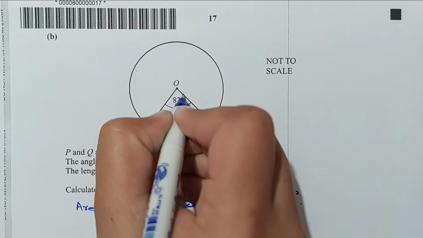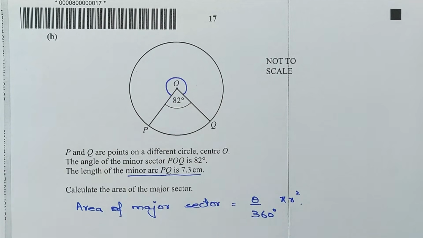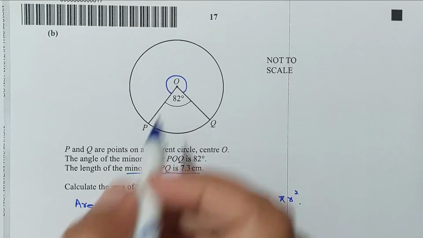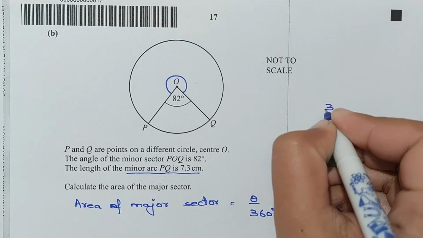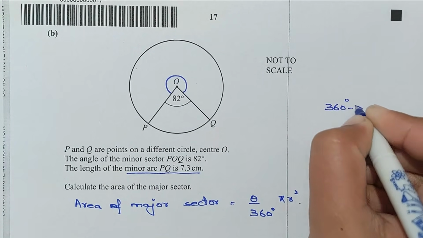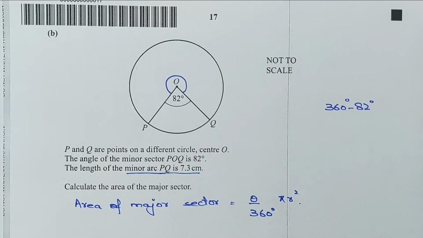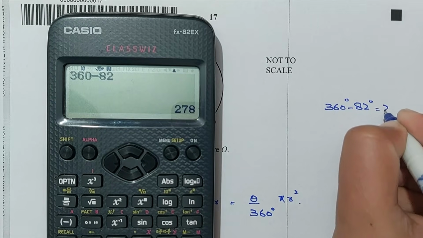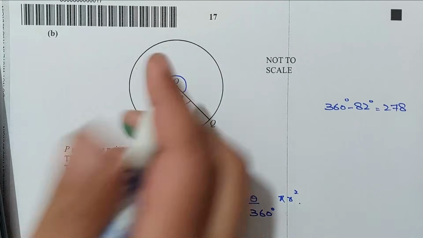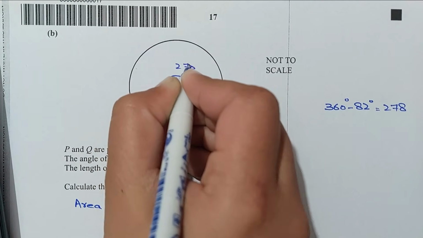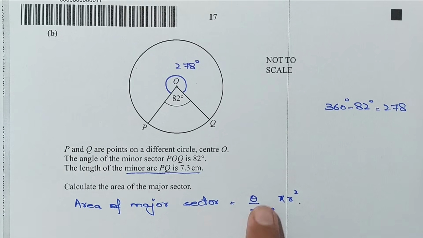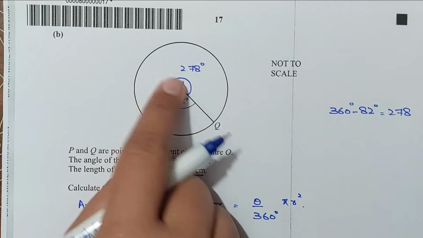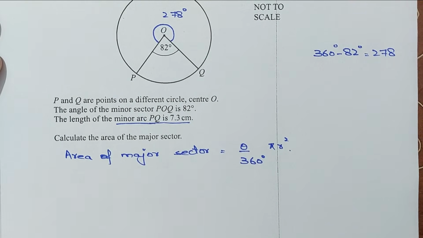What is theta? First figure out what theta is. Theta is this angle. The whole circle is 360. From 360 degrees we have to take away 82 degrees to get this major angle. 360 minus 82 is 278, right? This is 278 degrees. We have theta, 360, pi, but we don't have the radius. Okay, let me solve for the radius.